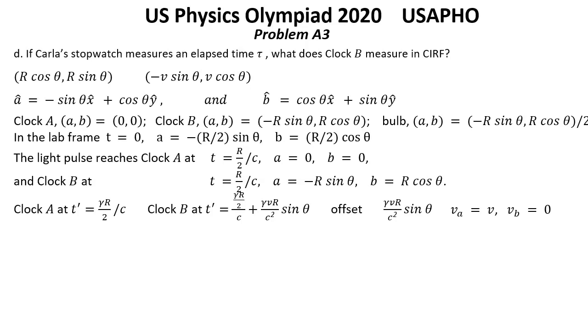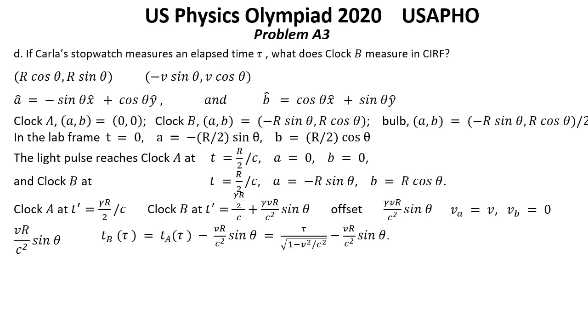Note that clock A ticks slower by a factor of γ in this frame. Therefore, the time of clock B is vr/c² sin θ behind the time on clock A. Then we have T_B(τ) = T_A(τ) − vr/c² sin θ, or this expression. This is the answer we expect from the rear clock ahead effect.